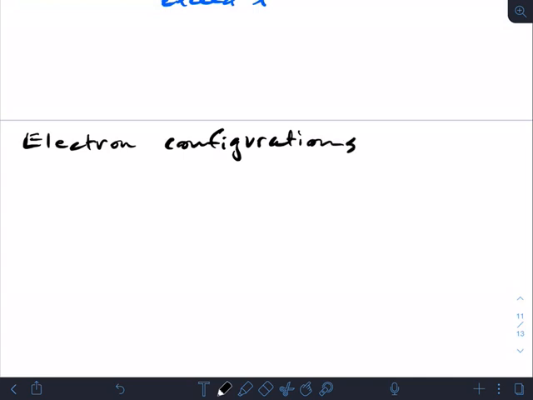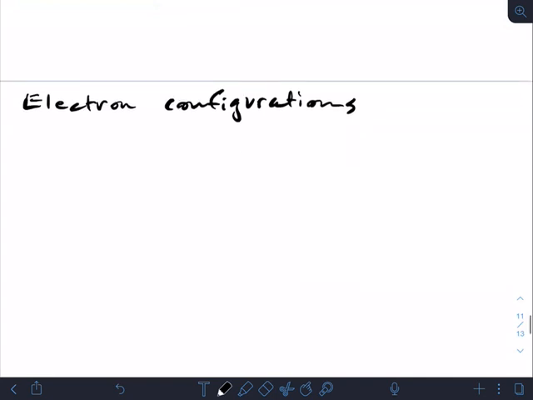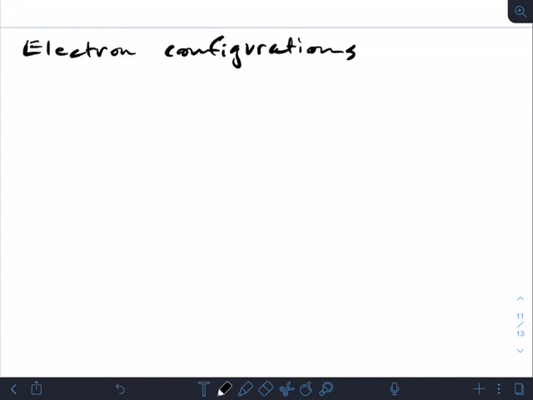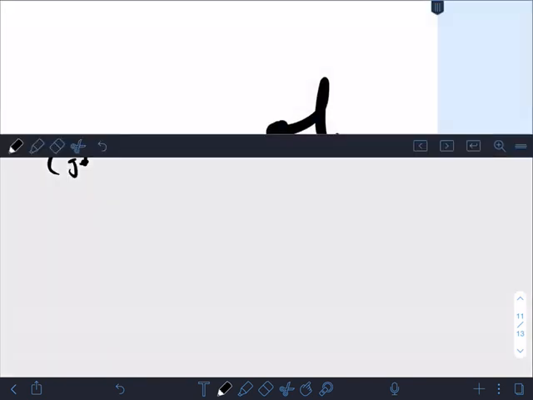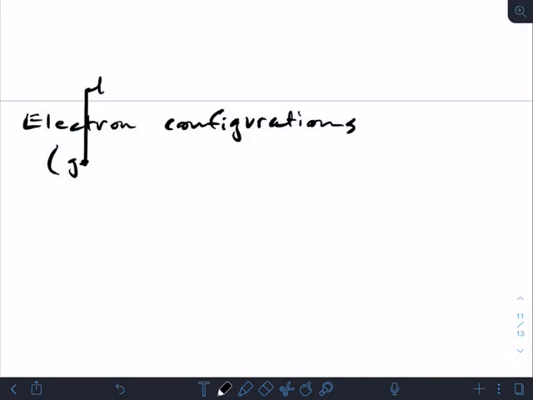Electron configurations. Now, for the most part, doing electron configurations is as easy as reading a book, right? Reading top to bottom and left to right. Now, I invite you at this point to go get a periodic table.